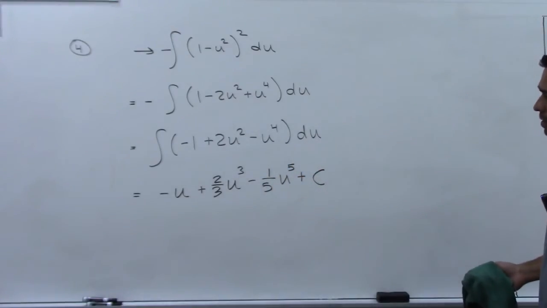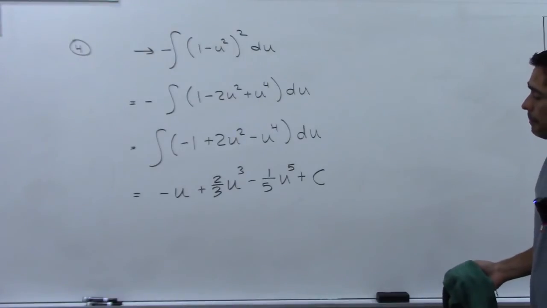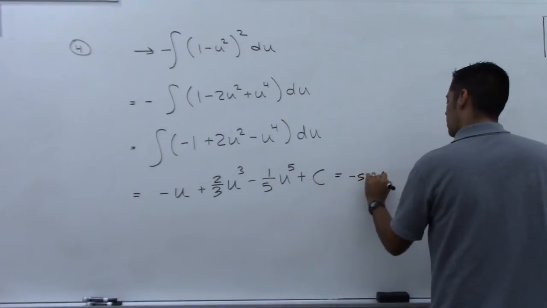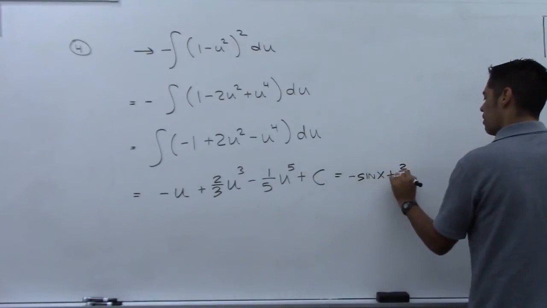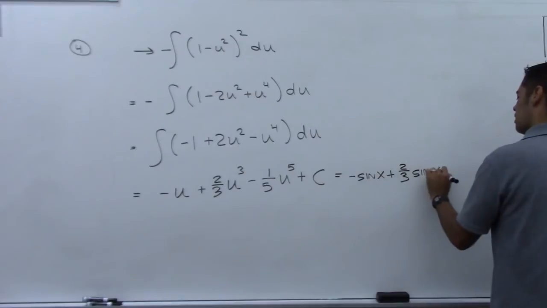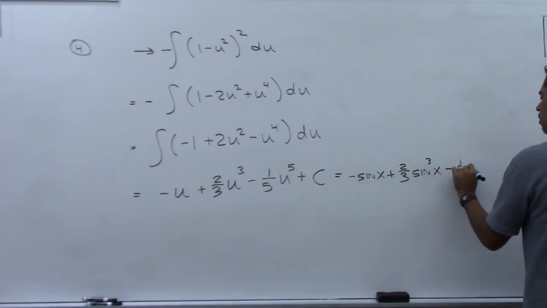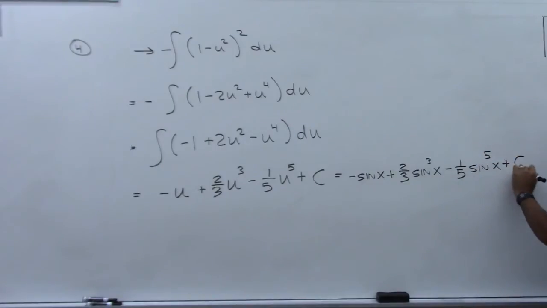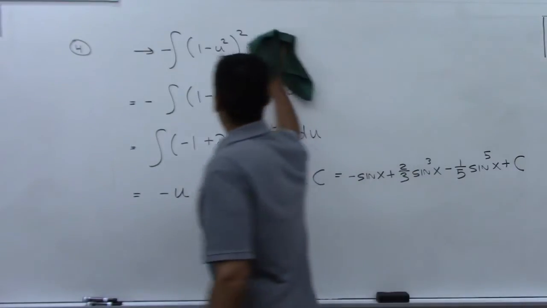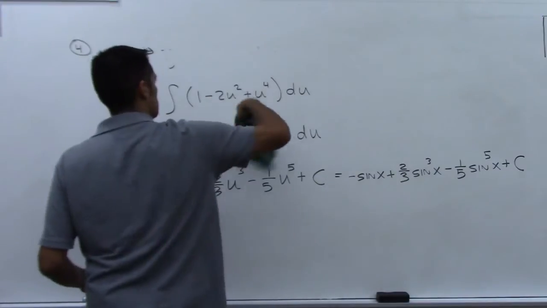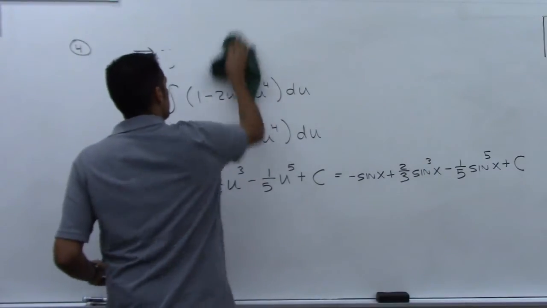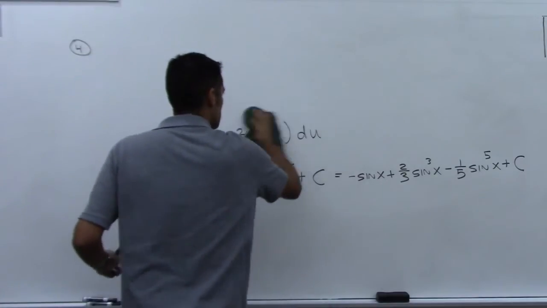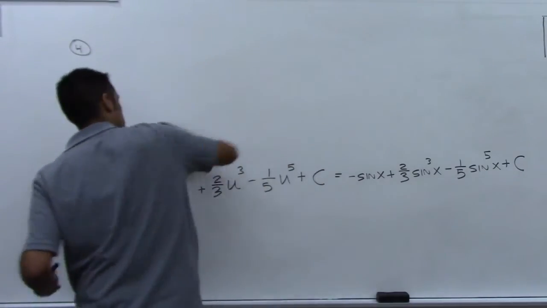And u in this problem was cosine. So I will say this is negative cosine x plus 2/3 cosine x to the third, and then minus 1/5 cosine x to the fifth plus a constant. And that is it. These write good, but they don't erase very good. Put a little elbow grease into this to get this off.